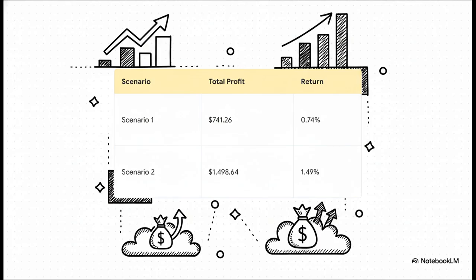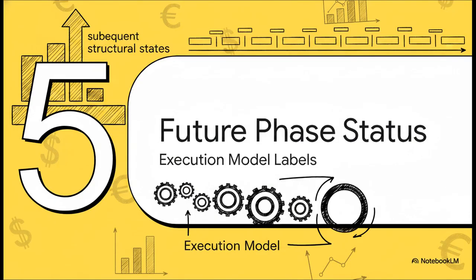For scenario 1, the total profit estimate is $741.26, representing a 0.74% return. For scenario 2, the expected total profit is calculated at $1,498.64, which is a 1.49% return on the hypothetical capital. Section 5, Future Phase Status.